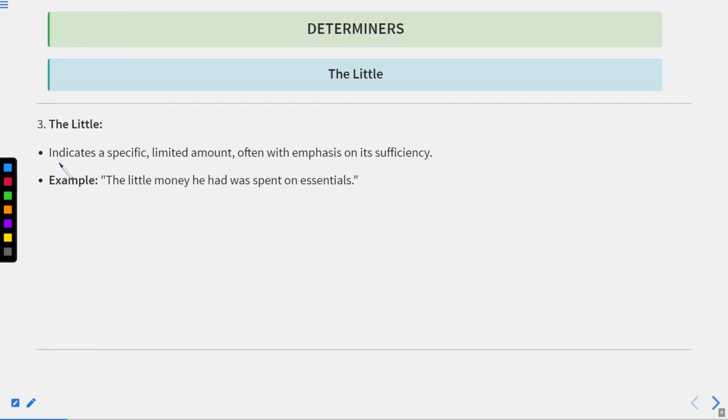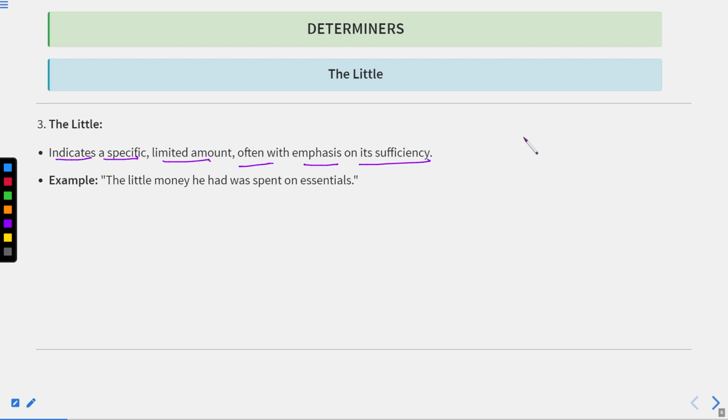The little indicates a specific limited amount, often with emphasis on its sufficiency. It means though it is little or less, it is sufficient as per the requirement. For example, suppose you need money, though you have only 5 lakhs of rupees, they are enough for the course you want to do. That is sufficient, or the little.